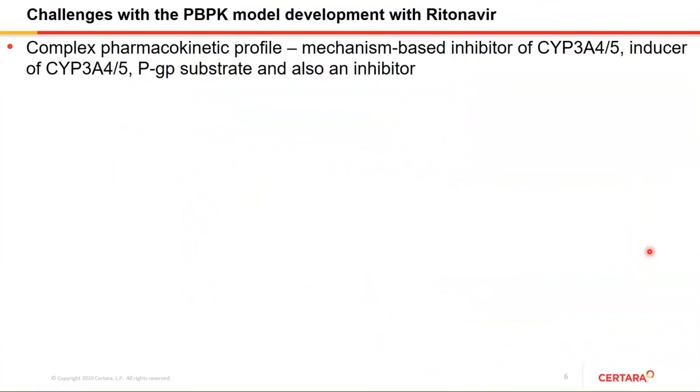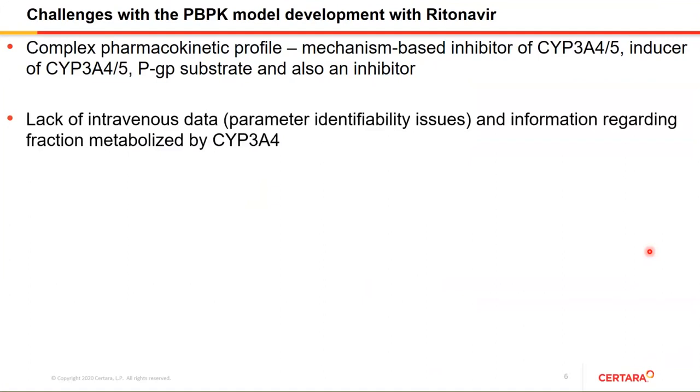So let's start with the challenges of developing the PBPK model for ritonavir. Ritonavir has a complex pharmacokinetic profile. It's a very complex molecule. It has a number of mechanisms which define the disposition of this compound in vivo. It is a mechanism-based inhibitor of CYP3A4 and 3A5. Simultaneously, it is also an inducer of CYP3A4 and 3A5. It is a PGP substrate as well as its inhibitor. It also has a competitive inhibition mechanism for CYP3A4 and 5. So it has a lot of things going on.